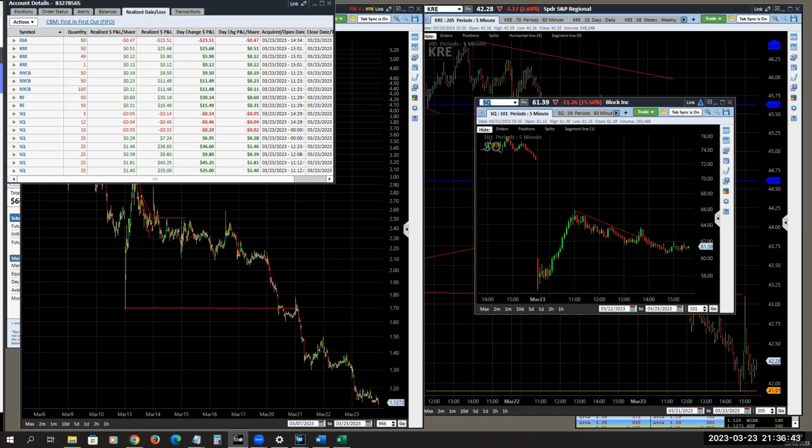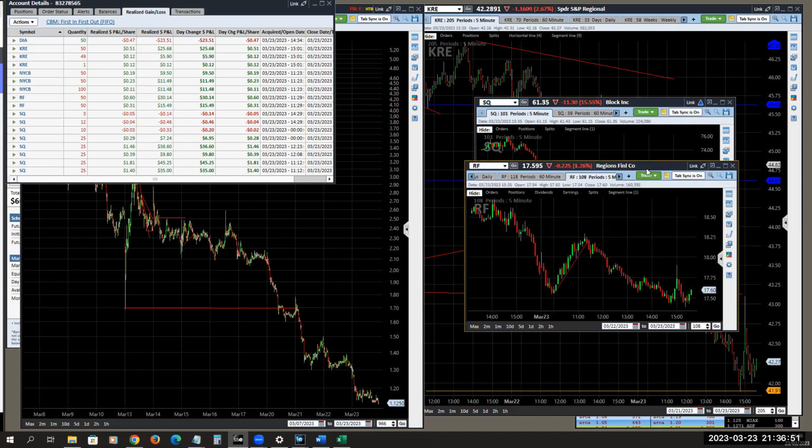RF, we saw the same thing in RF, right? I was looking for something to short on the banking sector, and here we are. As soon as we saw an upward sloping trend line, I saw the sector doesn't really want to go up, therefore I looked to short it. As soon as it broke that upward sloping trend line, shorted it, made a little bit of money on it. Same thing with NYCB, exactly the same type of trade.